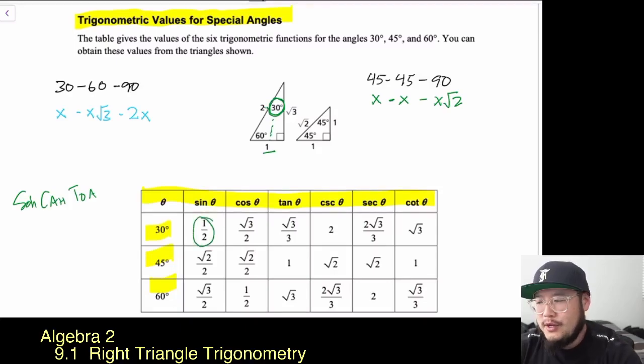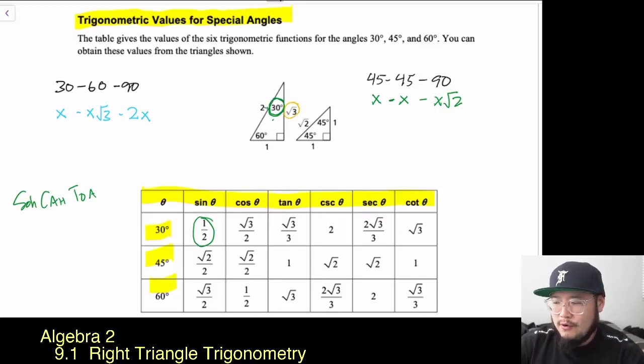But then how about let's go ahead and figure out the cosine of 30 degrees. Well, remember, cosine is adjacent over hypotenuse. This rad 3 is the adjacent. The hypotenuse is 2. Therefore, that's how we got rad 3 over 2. Okay, let's try the next one.